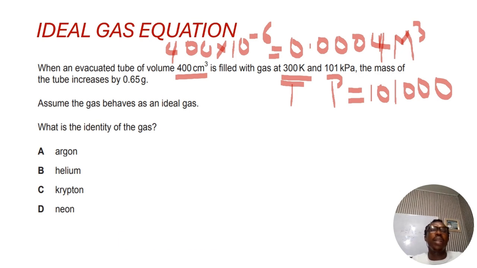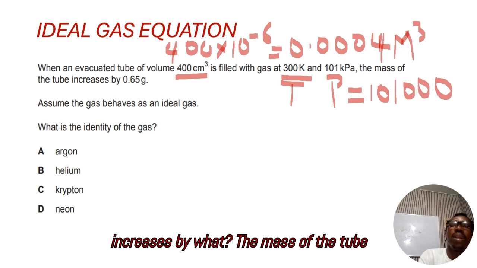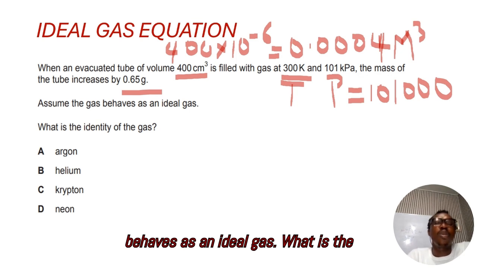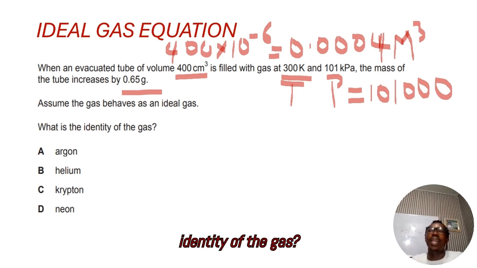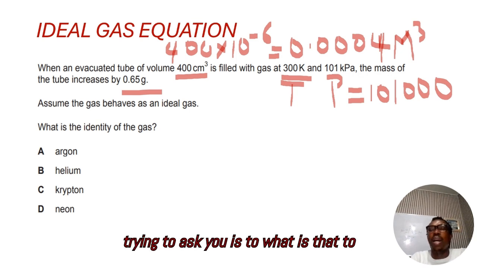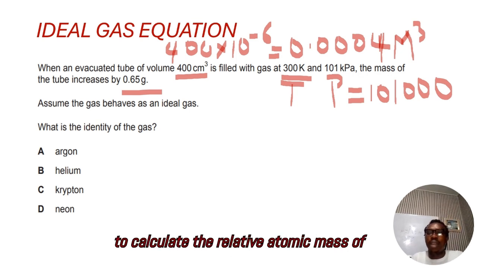Very simple. The mass of the tube increases by 0.65 gram. Assume the gas behaves as an ideal gas. What is the identity of the gas? What they are trying to ask you is to calculate the relative atomic mass of that gas.